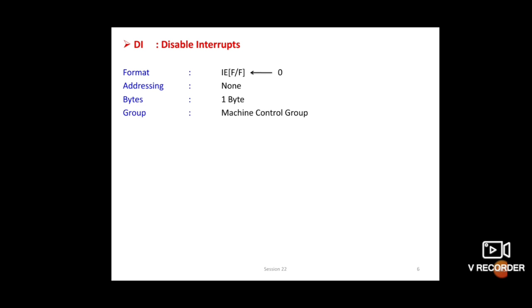Now the next instruction is disable interrupt, the opposite of enable interrupt. Here enable means 1 and disable means 0. These pins perform so that all interrupts are disabled. Addressing is none, byte is 1 byte, group is machine control. No flags are affected because it only enables or disables interrupts.